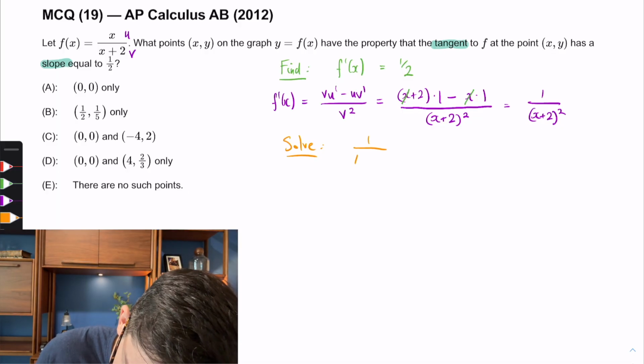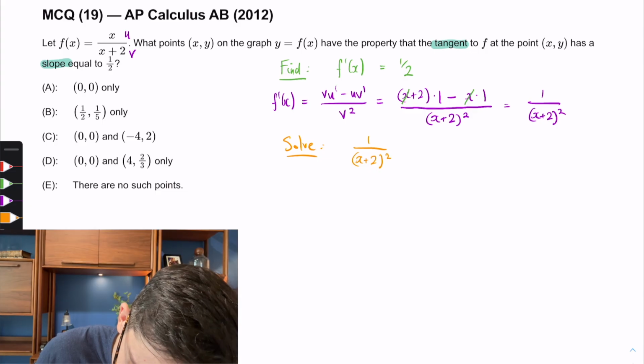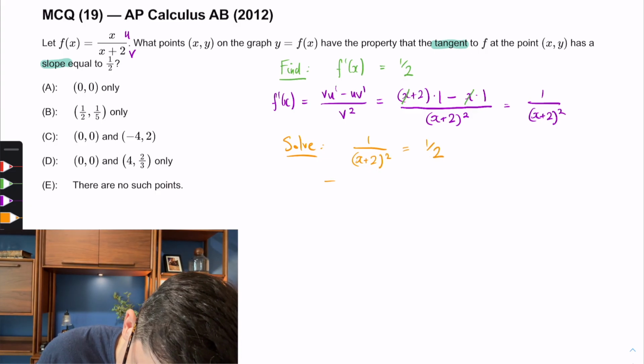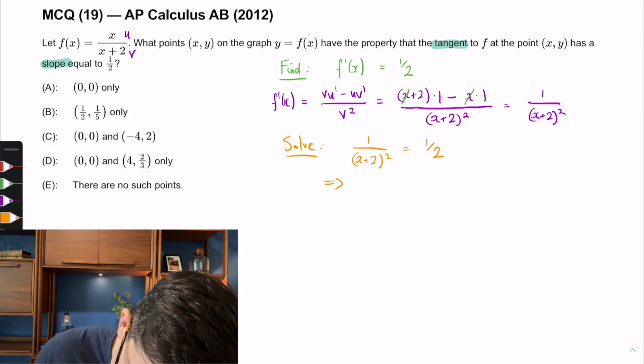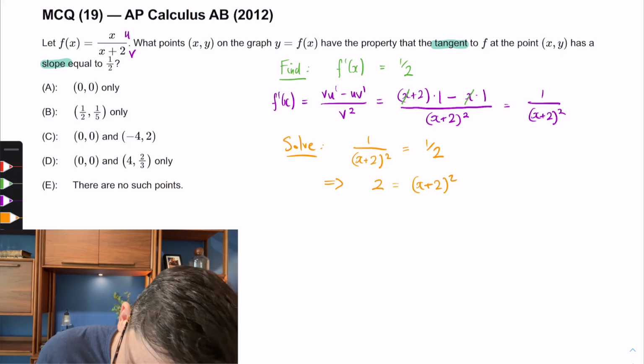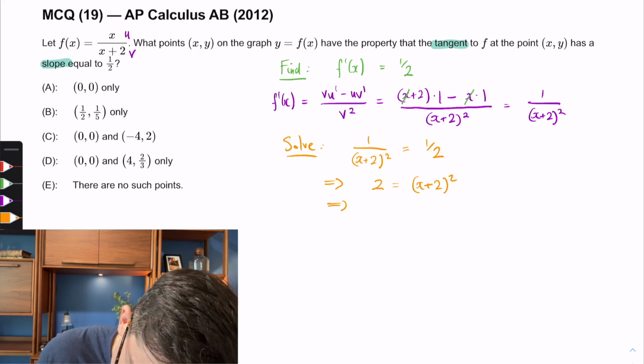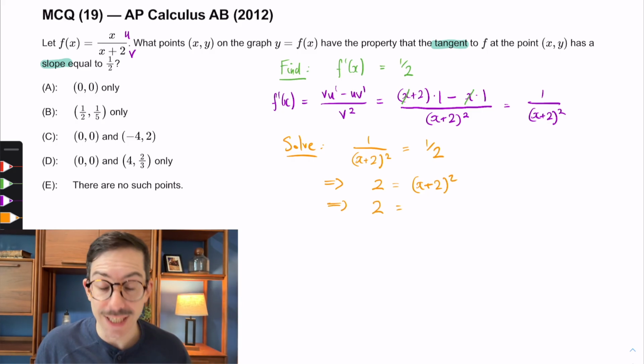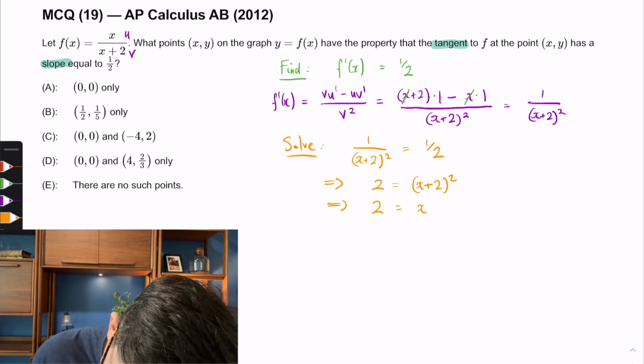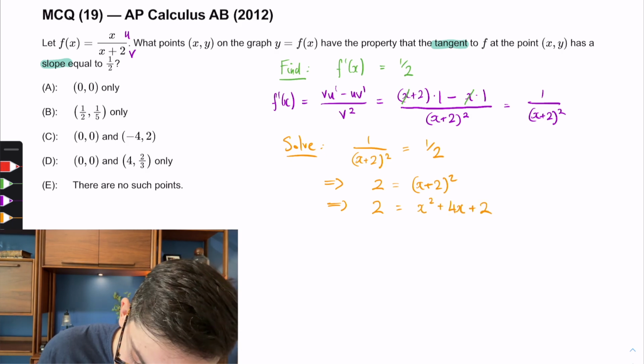1 over x plus 2 all squared. I want that to equal 1/2. Let's cross multiply. So I'll end up with 2 equals x plus 2 all squared. Let's expand out those brackets. So I'll get x squared plus 4x plus 2.